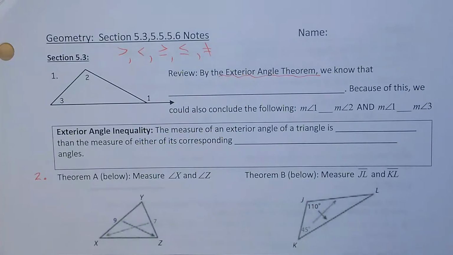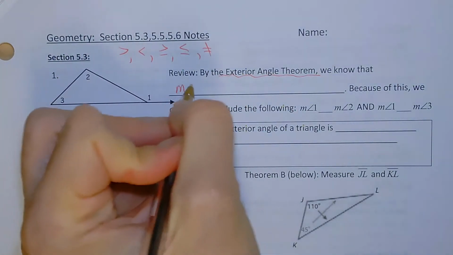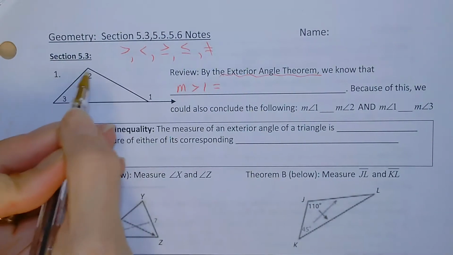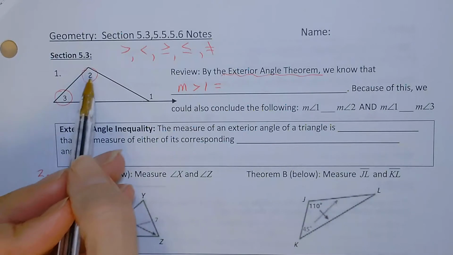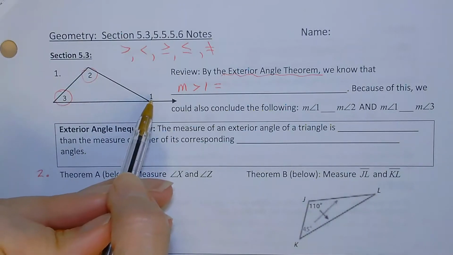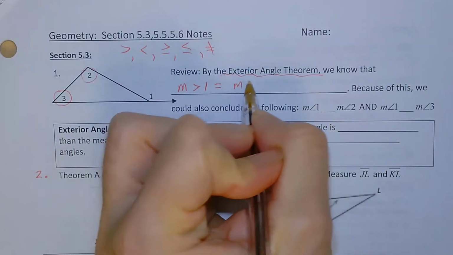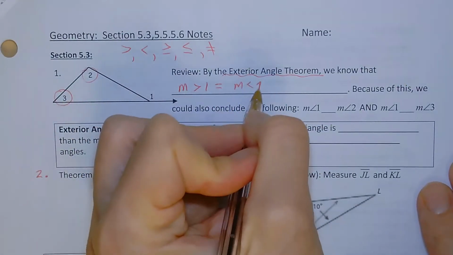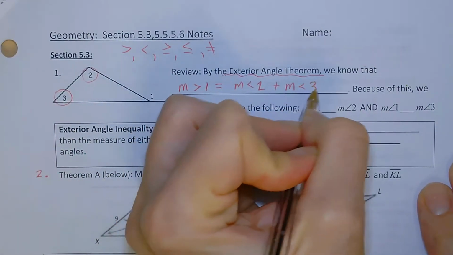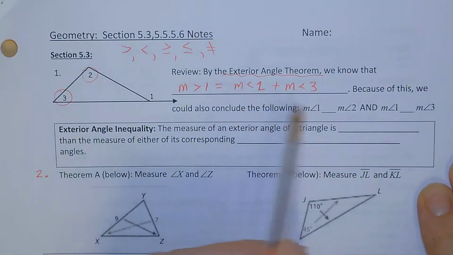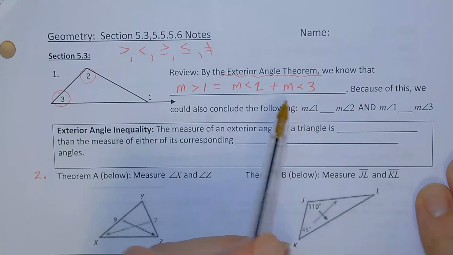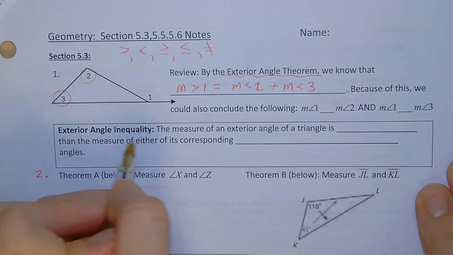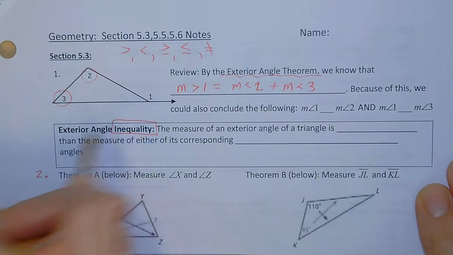So according to the exterior angle theorem, the measure of angle 1 is going to be equal to the sum of the remote interior angles. So you might remember this when we talked about it. If you add up the remote interior angles, they equal the exterior angle. So this would be the measure of angle 2 plus the measure of angle 3. So that should seem familiar to you. We've already learned that theorem. And now we're going to take that and use it to make an exterior angle inequality theorem.